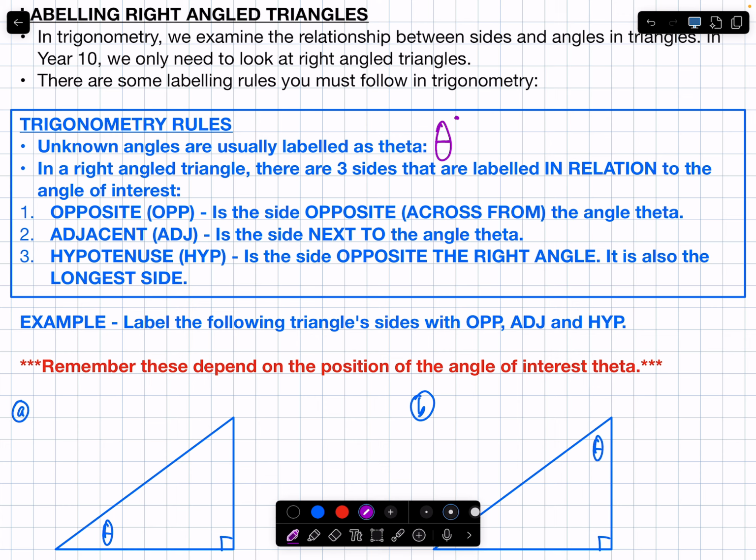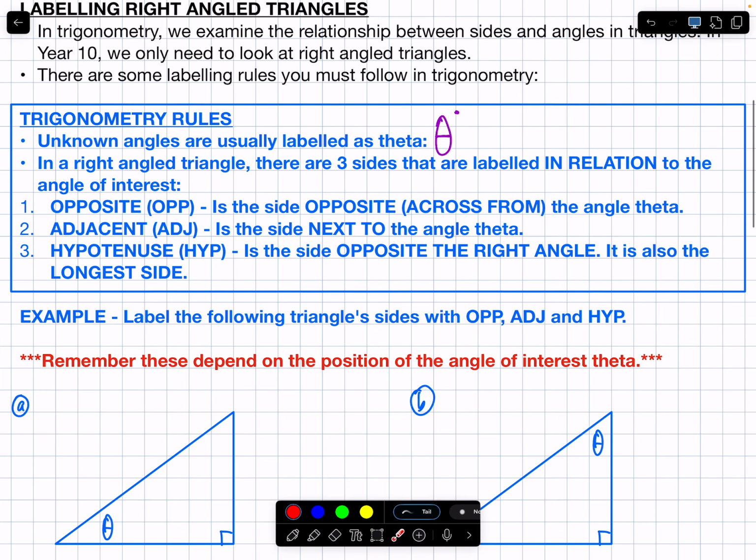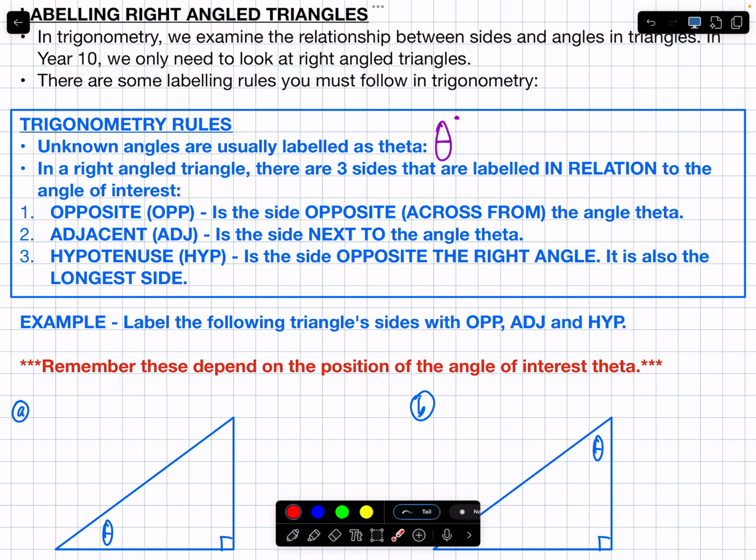The second rule is in a right-angled triangle, there are 3 sides that are labelled in relation to the angle of interest, which was theta. So opposite, shortened to OP, is the side opposite or across from the angle theta. Adjacent, or ADJ, is the side next to the angle theta. Hypotenuse, HYP, is the side opposite the right angle. It's also the longest side.